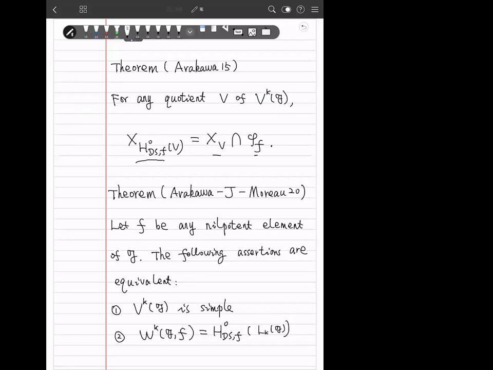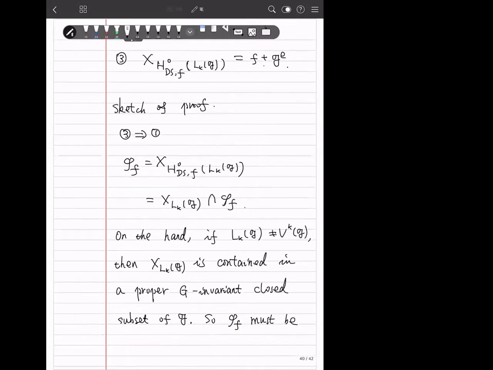So then the second result of our work is: let F be any nilpotent element of G, then the following assertions are equivalent. So V_K(G) is simple. If it's so, then this is equal. So 1 to 2 is obvious, right? And this, so this is equal. I think we about this result. Only we need to prove the things from 3 to 1.